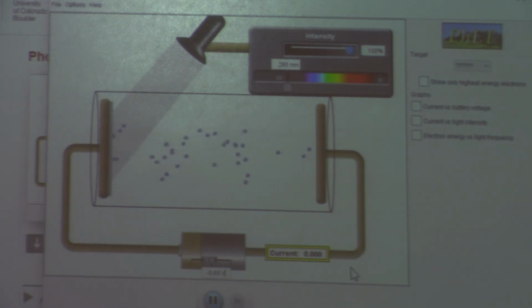Okay, now on to number 20. So I'm going to set the wavelength to 300. And we'll return to the metal, to sodium. Okay, and I've got the voltage set at negative 0.64.